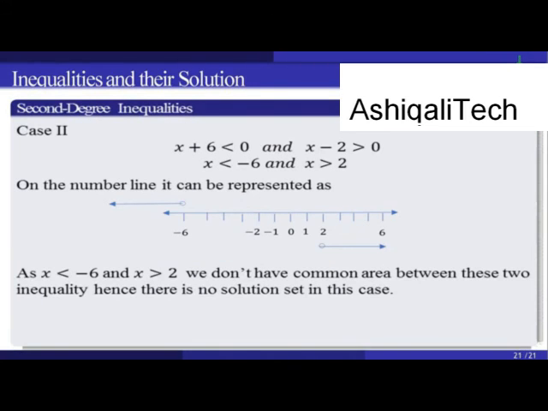Dear students, now we consider the second case when x plus 6 is less than 0 and x minus 2 is greater than 0. Here we solve it and we get that x is less than minus 6 and x is greater than 2. As we have done in the previous case, similarly we will here represent our solution set on the number line. The number line is again given here, and you can see on the top of this number line is x is less than minus 6. So it is represented as a blank hole at minus 6 and then an arrow moving in the left direction. Similarly, below this number line we have x greater than 2. It is represented as a blank hole at 2 and the arrow is moving in the right direction.